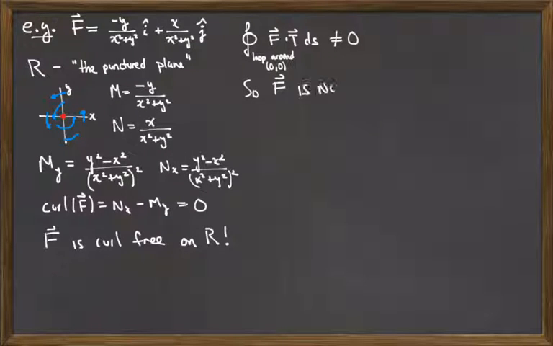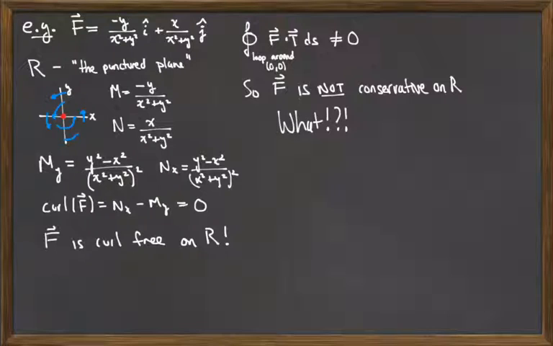Well, that's a problem for us because this tells us that the field is not conservative on the region. Yet the curl is equal to 0, and that seems contradictory to my theorem from before. What's going on here? How can I have a field that is not conservative but is curl-free?